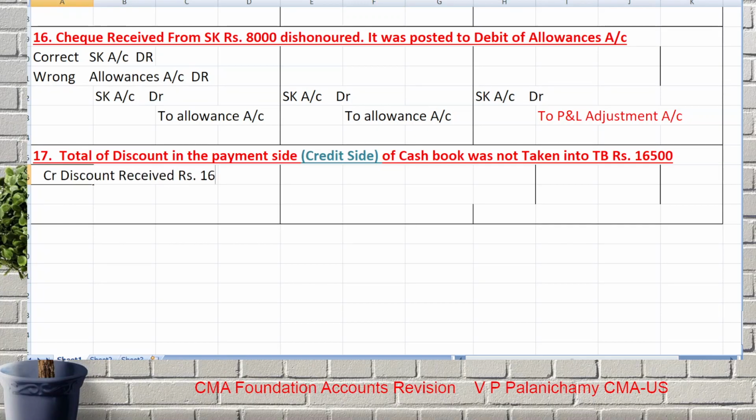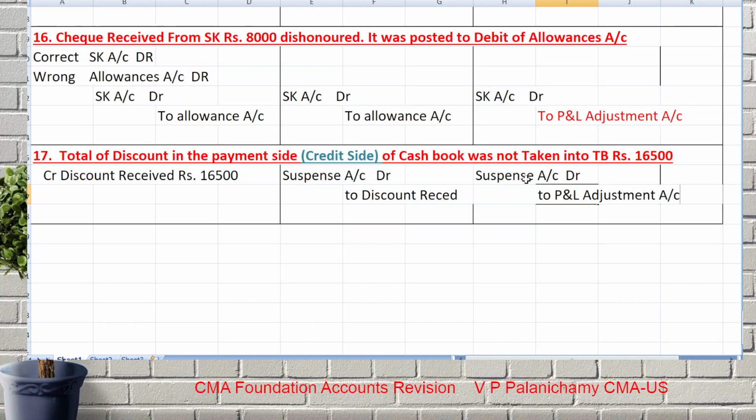எவ்வளவு amount? 16,500. If it is before trial balance. If it is after trial balance என்ன பண்ணும்? Suspense account debtor to which account? Discount received account. If it is after final accounts, suspense account debtor to which account? To P&L adjustment account. Suspense account debtor to which account? P&L adjustment account. Same amount, 16,500. Clear? Credit side discount received இருக்கும்.